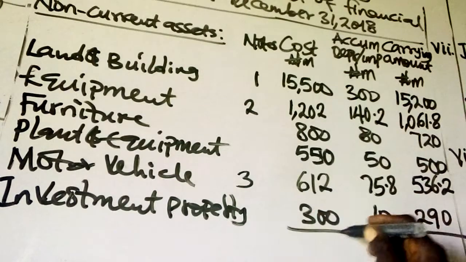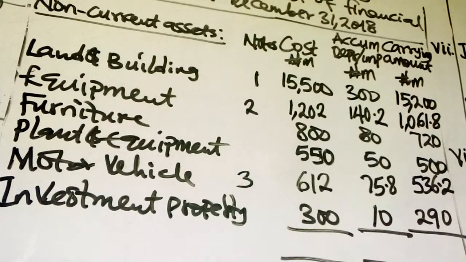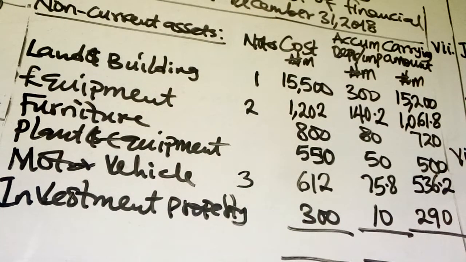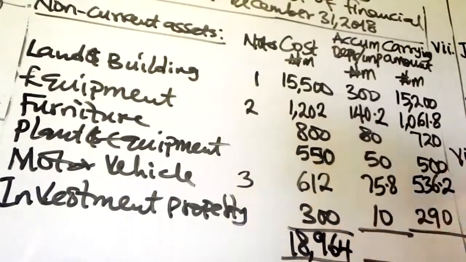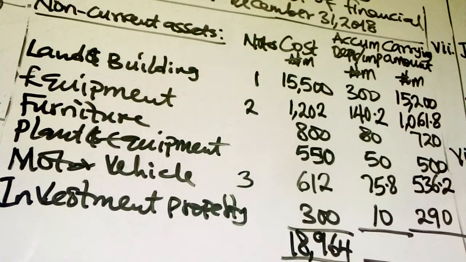When you sum it up, so the total cost. So when you sum up the cost of all the non-current assets, you have 15,500 plus 1,202 plus 800 plus 550 plus 612 plus 300. Then you have 18,964. That is the total of the cost of all the non-current assets. Now let's sum up the accumulated depreciation. 300 plus 140.2 plus 80 plus 50 plus 75.8 and plus 10. Then the accumulated depreciation total is 656.